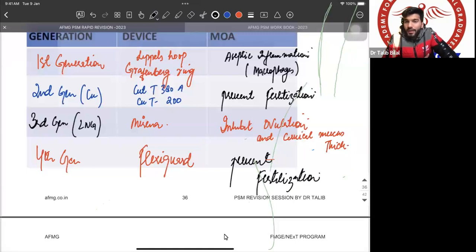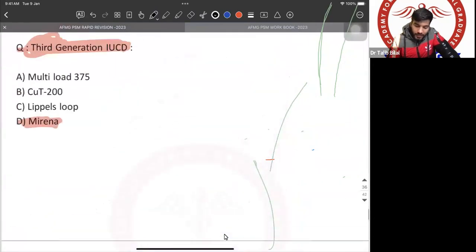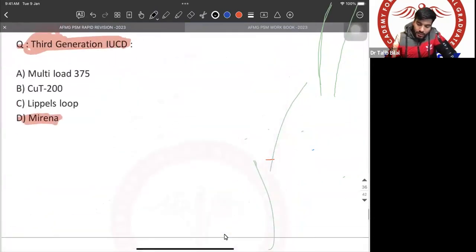And one more thing, if there is an IUCD, how will you remove it? Inside the uterus, you will go with hysteroscopy, and outside the uterus, you'll go with laparoscopy. If the IUCD is outside, laparoscopy; inside, hysteroscopy. Is that clear? Okay.